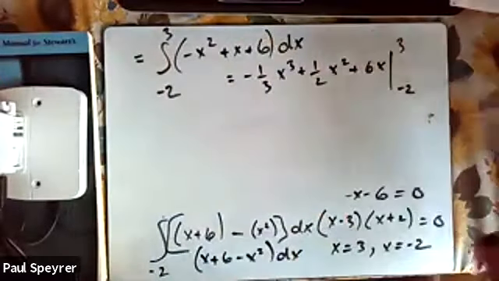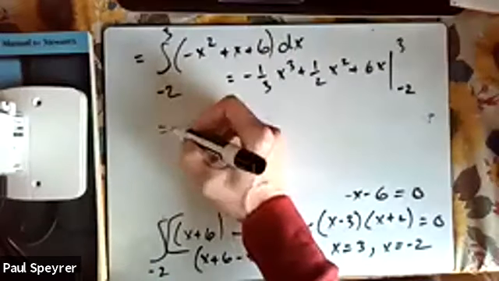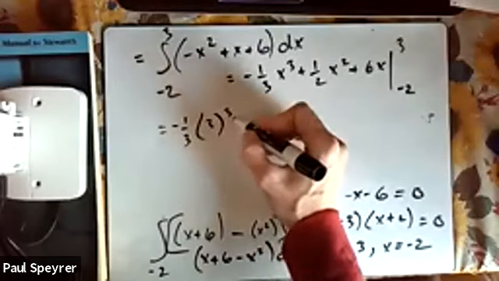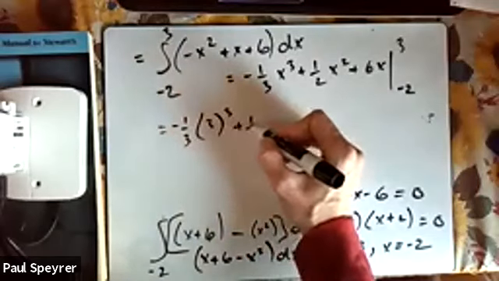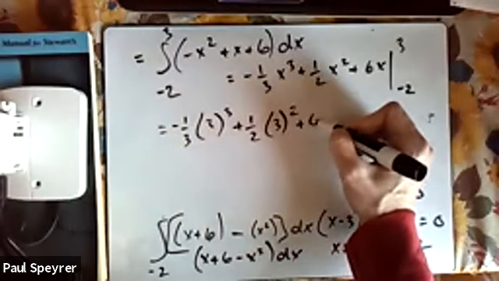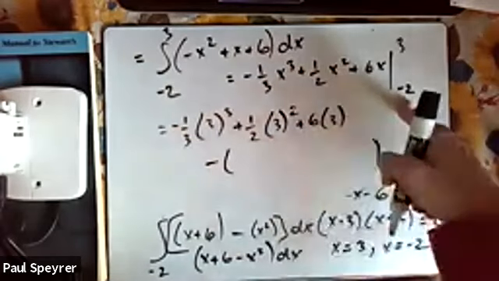This one, be very careful, right? The signs. Negative 1/3, and then we're gonna have 3 cubed plus 1/2, 3 squared plus 6 times 3 minus the entire bottom limit. Unfortunately, this is not a zero term.